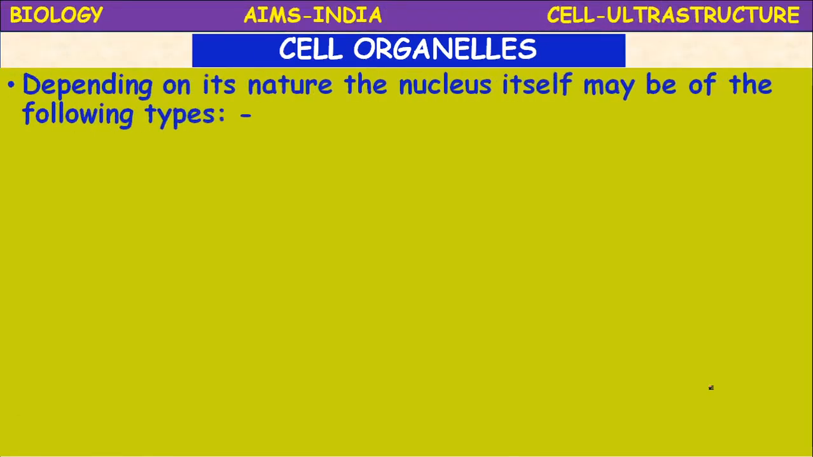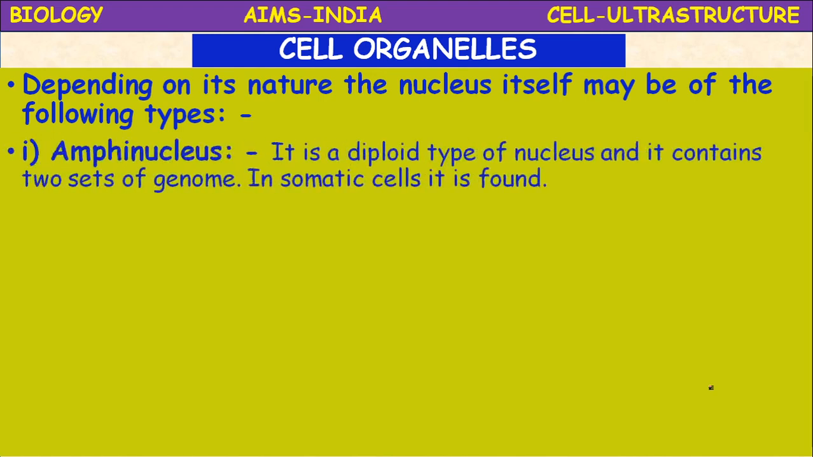Next, another type of classification. Depending on the nature of the nucleus, the nucleus itself may be of different types, the following types: amphinucleus. Amphi is a diploid type of nucleus and it contains two sets of genomes, means two sets of chromosomes, and in somatic cells it is found.